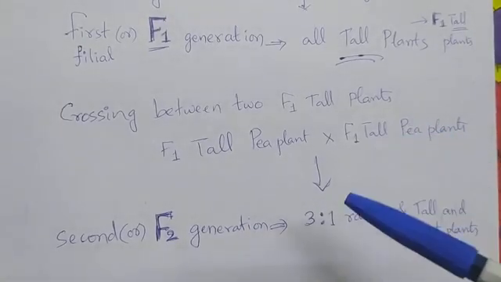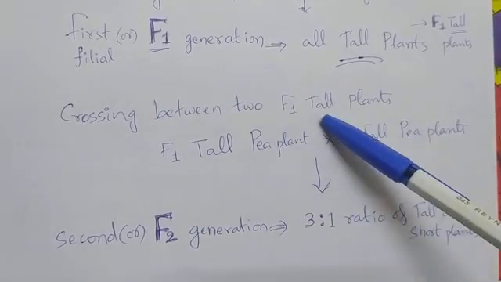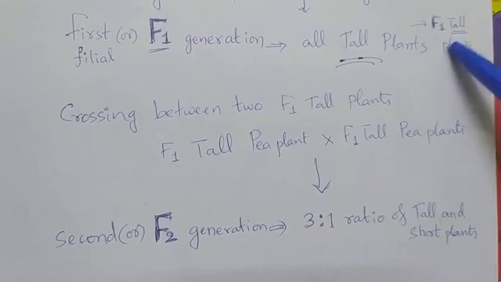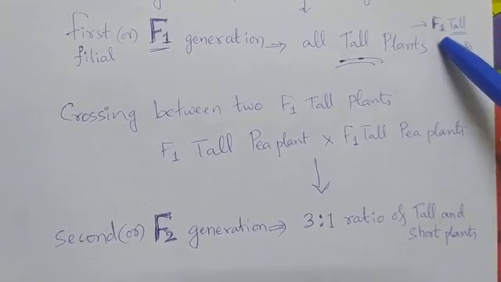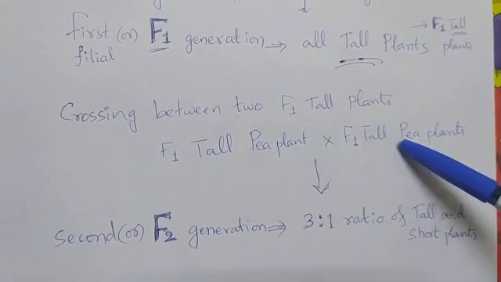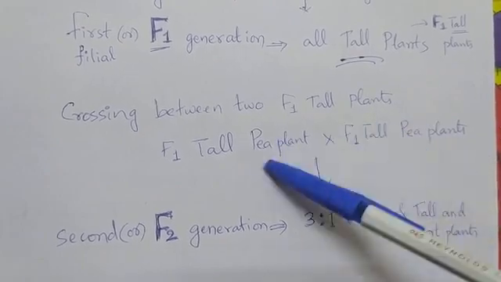Then Mendel conducted the crossing between two F1 tall plants. Here, many F1 plants are there, and all of them are tall plants. He took one F1 tall plant and another F1 tall plant, and transferred the pollen between these two plants from one to the other.